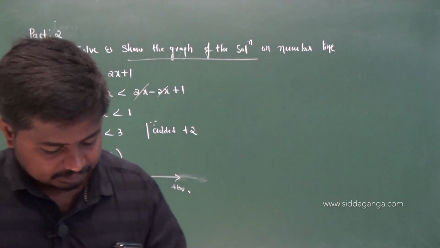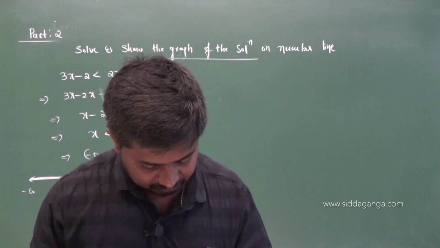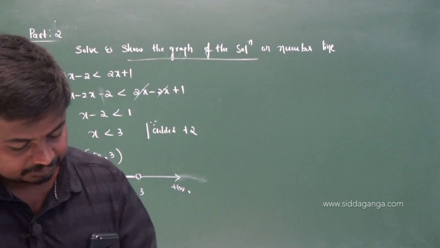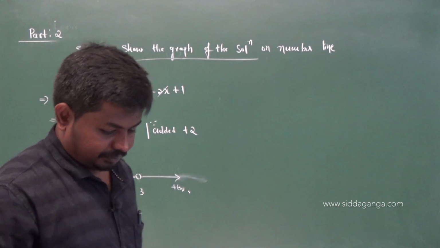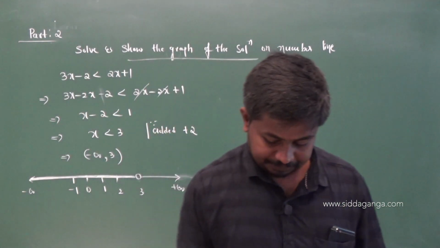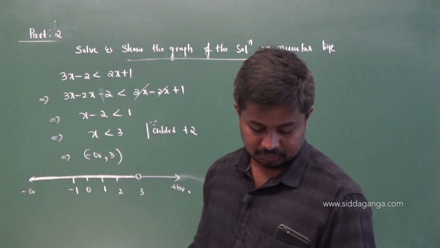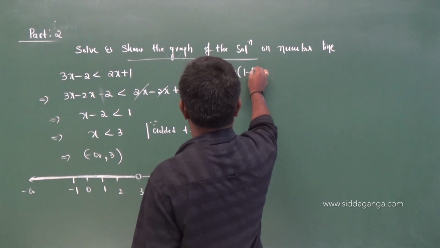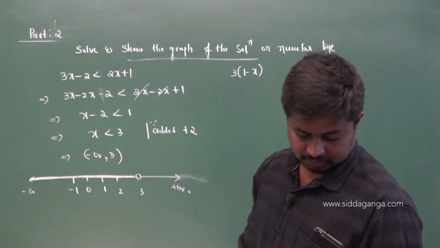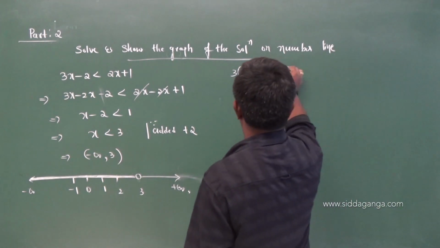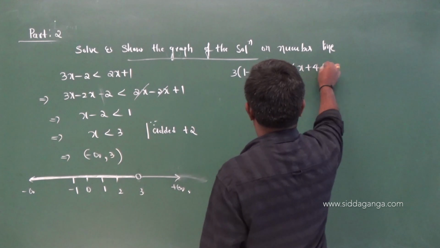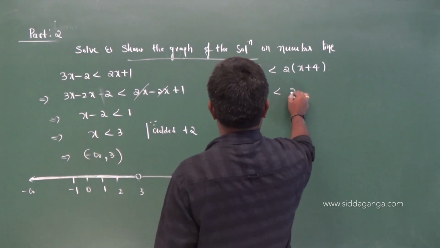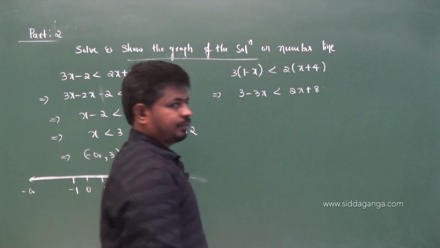So now this is the 17th one. Let's move on to one more question. 3 into 1 minus x less than 2 into x plus 4. So 3 minus 3x, less than 2x plus 8.